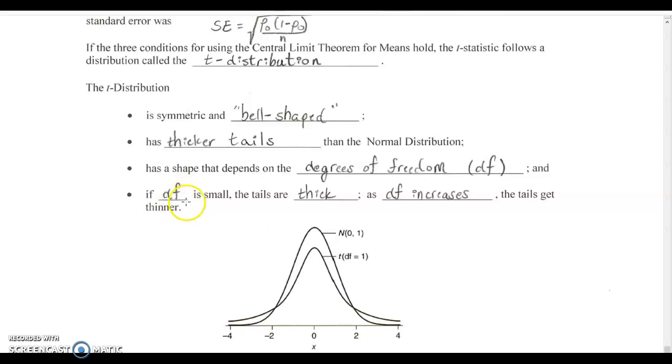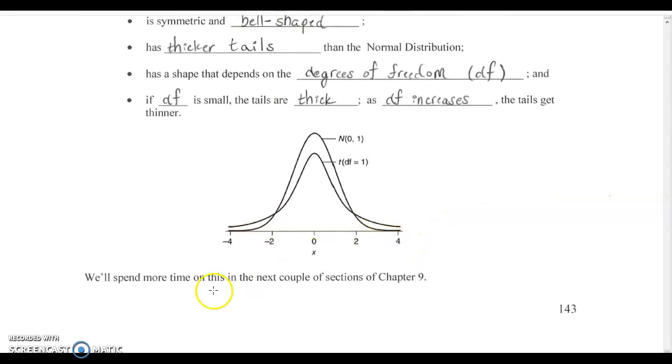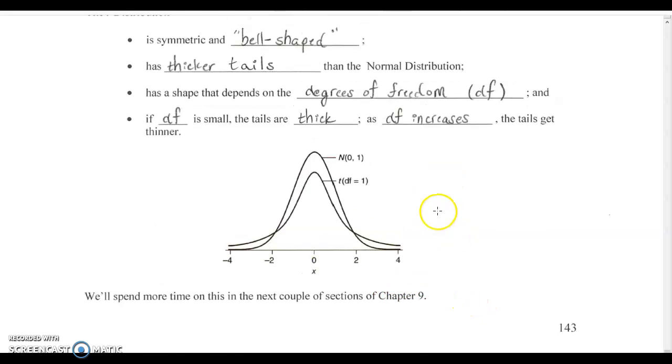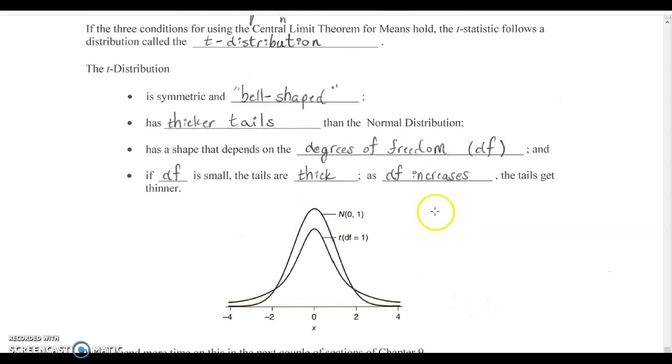And if the degrees of freedom is small, the tails are thick. As the degrees of freedom increases, the tails get thinner. And degrees of freedom will increase the same way that the sample size increases. We'll spend more time on this in the next couple of sections of chapter 9, but I just wanted to give you an introduction that we're not going to be able to use a z-statistic. We're going to have to use a t-statistic, and that t-statistic will follow a t-distribution, not the normal distribution.